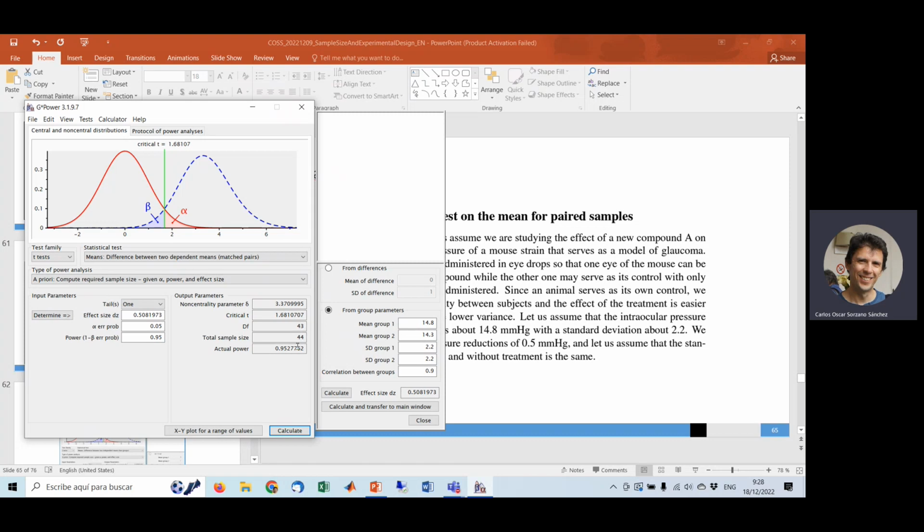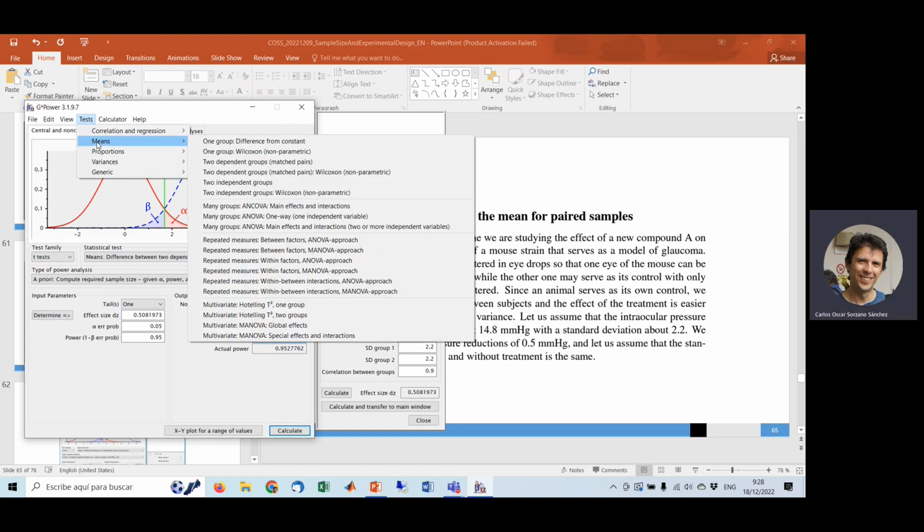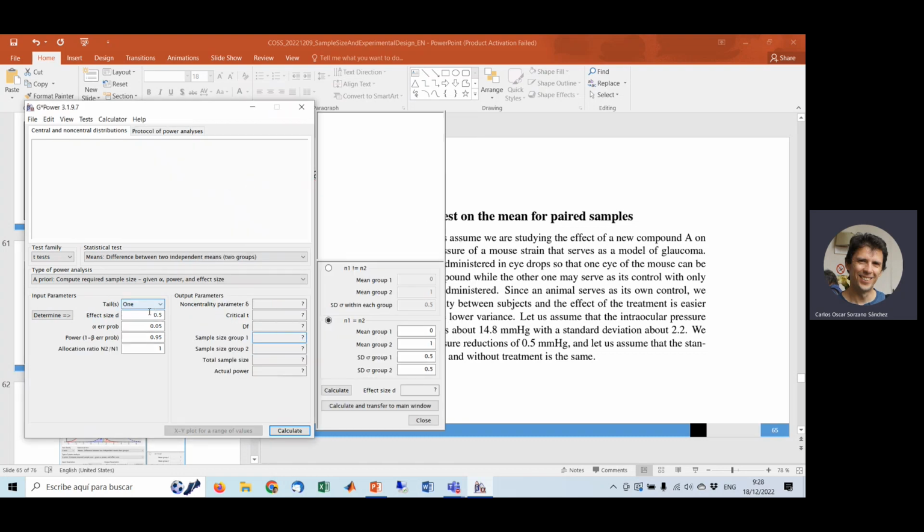Let's say that we don't think of these paired samples, and we have two groups, one that is untreated, the other one that is treated. All animals are originally the same, but we will treat some and not the others. So here we have 44. So let's see how the sample size changes. Now let's say that our two groups are independent. So now I know that I have to use only one tail. So this is 14.8. This is 14.3. The standard deviation here is 2.2. The standard deviation here is 2.2.